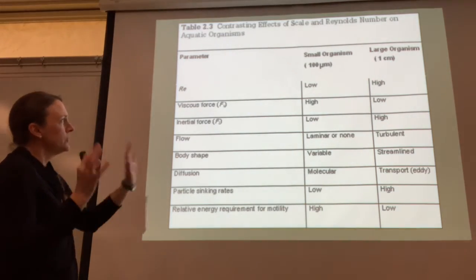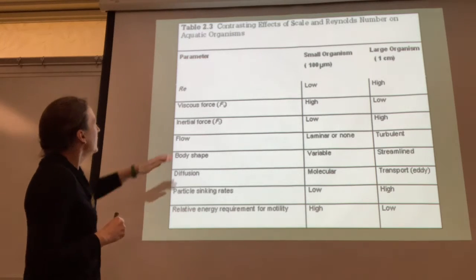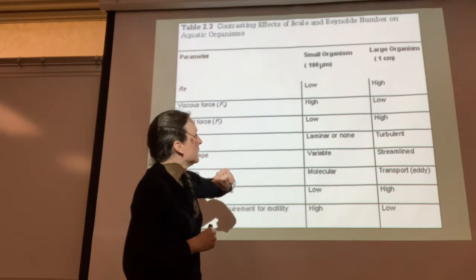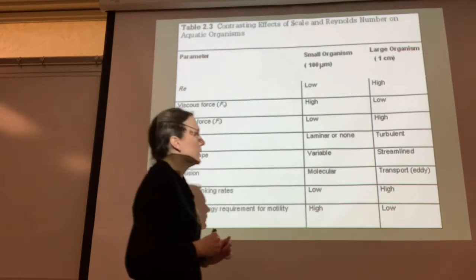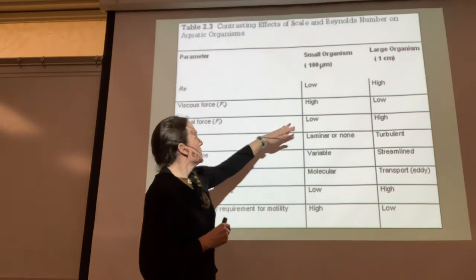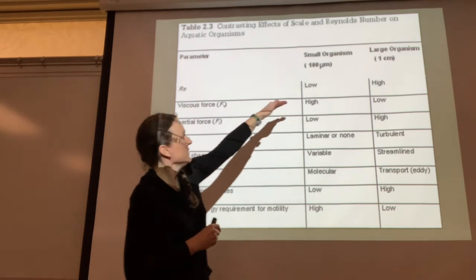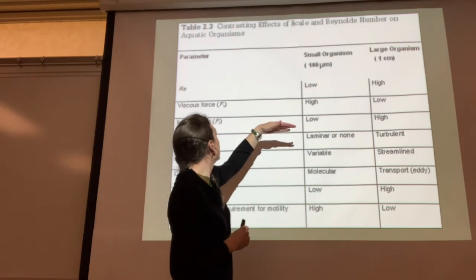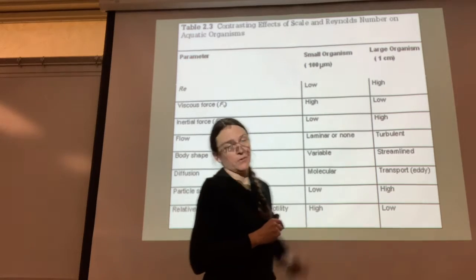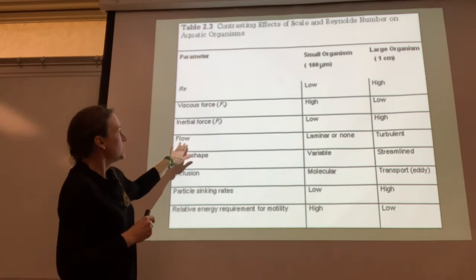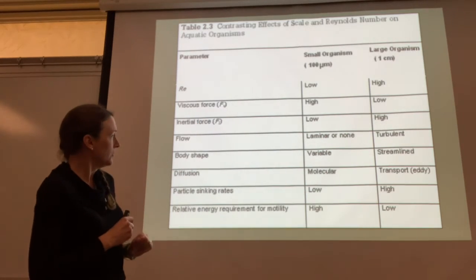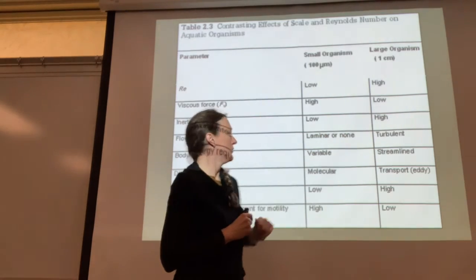This is a nice figure from the book that shows that if you're a small organism, you're likely dealing with small Reynolds numbers. If you're a large organism, you're dealing with high Reynolds numbers, and the differences between viscous and inertial forces on you. So viscosity is more important for small organisms, but inertia is more important for large organisms. You're most likely dealing with laminar flow if you're small, but turbulent flow if you're large. You're most likely streamlined if you're large.